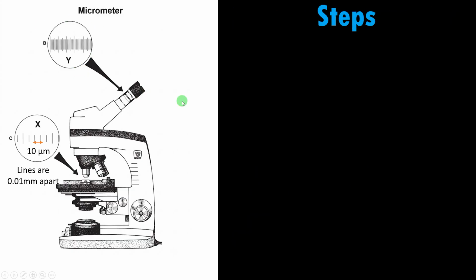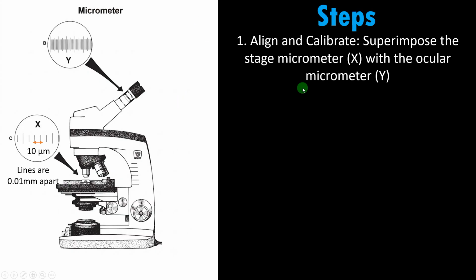Now let us measure the length of the specimen. The first step is we need to calibrate this ocular micrometer. Align and calibrate. Superimpose the stage micrometer with the ocular micrometer. So this is how we superimpose. We need to align it perfectly. This is the ocular micrometer, and the above one is the stage micrometer.